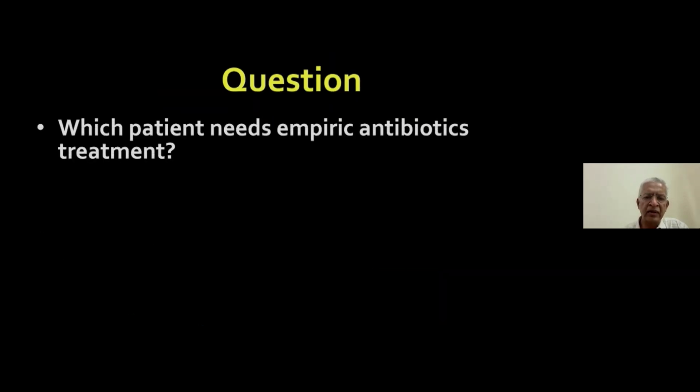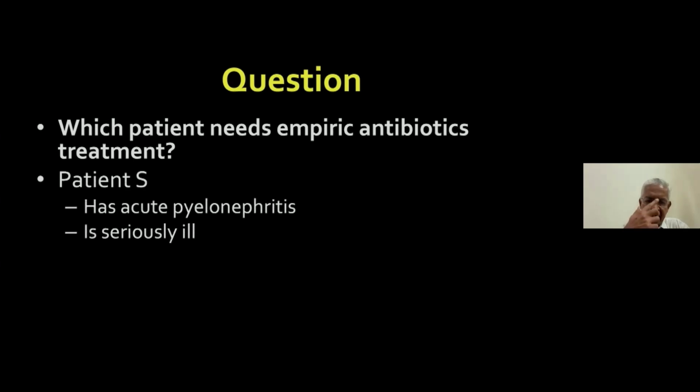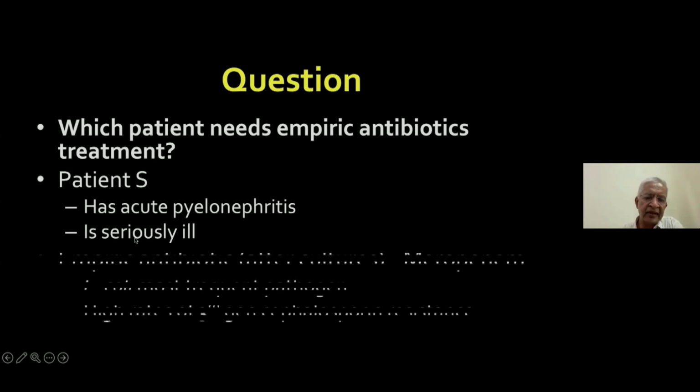The antibiotic should penetrate the involved tissue, and you should always use the correct dose, route, and duration of therapy. So going back to the question, which patient needs empiric antibiotic therapy? The clear answer is patient S. Why? This patient has acute pyelonephritis, has symptoms of dysuria, frequency, costovertebral angle tenderness. Patient is seriously ill, is tachycardic, tachypneic, desaturating, is hypotensive, so needs immediate antibiotic therapy.